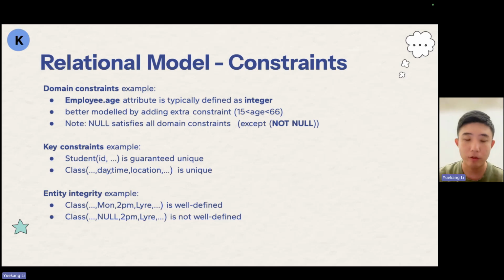For example, for the class table or relation, we can use the date plus time plus location as the key for uniquely identifying a class. So if an attribute here is null, then it means the key is not really a valid key. So it violates entity integrity here.